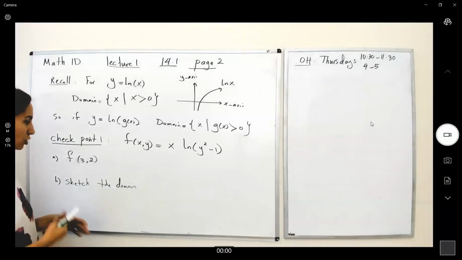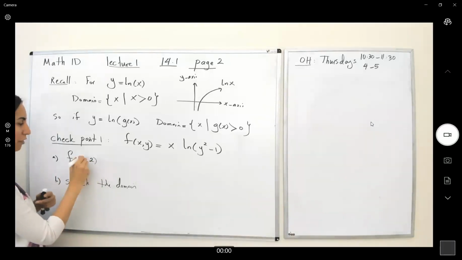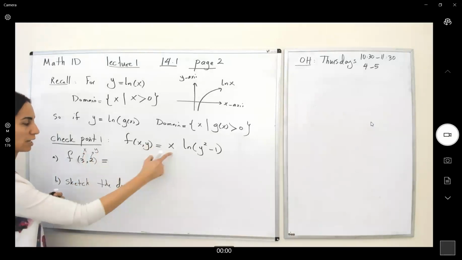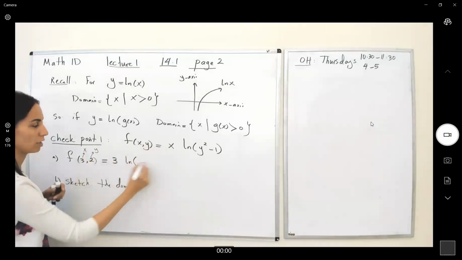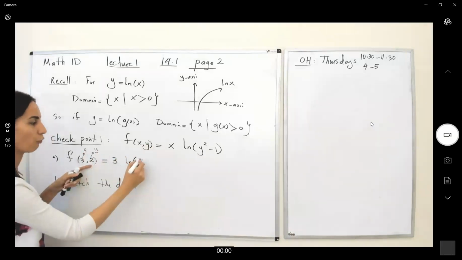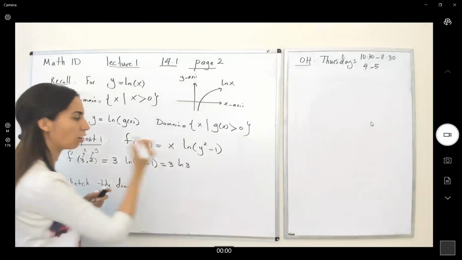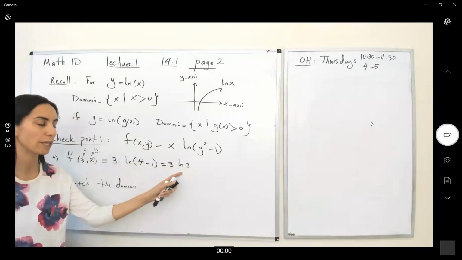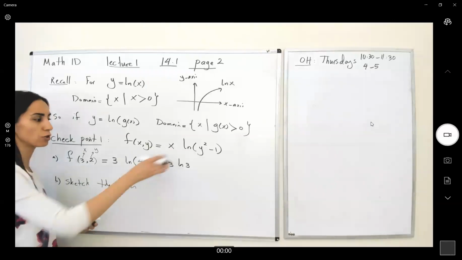Okay, so first of all, how do we evaluate the function? We know our x is 3, our y is 2. We just plug that in. This is equal to, x is 3, so I have 3 times ln of y squared, 4, minus 1, which is 3 times ln of 3. So this is my final value. To see what this number is, we have to use a calculator to get a decimal number. I'm going to leave it as it is.